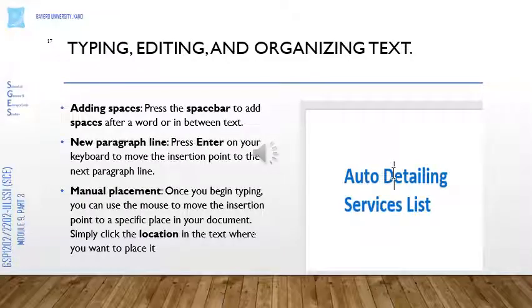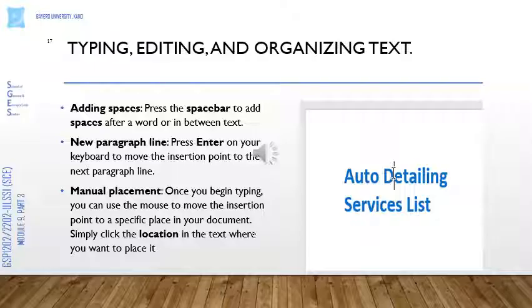Having known that you can type on any point on your Microsoft Word, we need to know how to add a space. To add a space, you click on the space bar and you have automatically added a space. To go to a new paragraph, you click on enter and it takes you to a new paragraph.